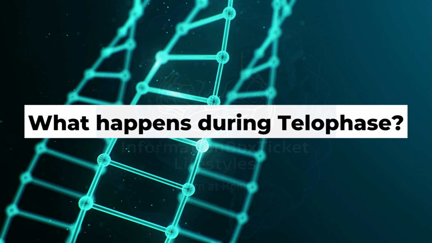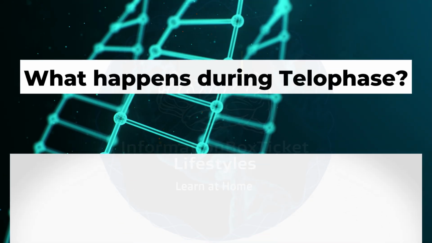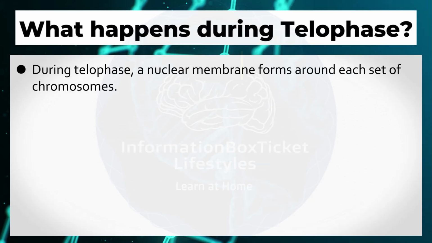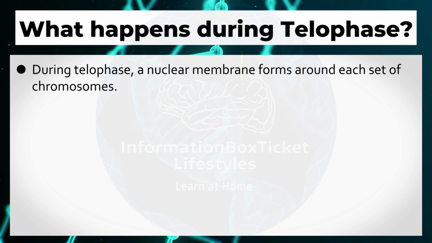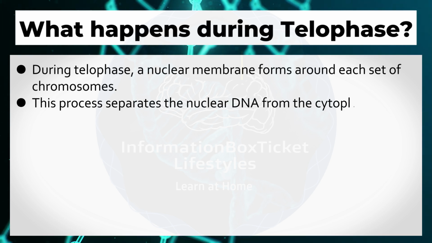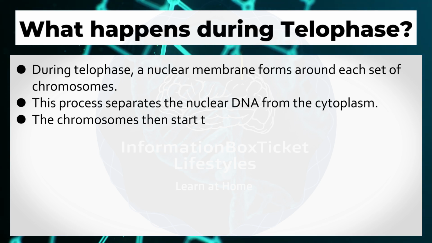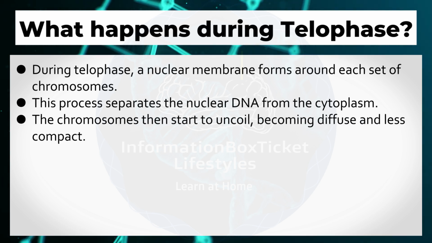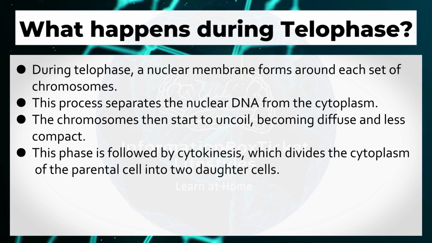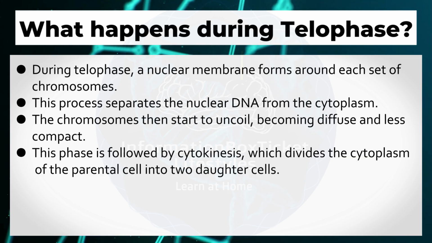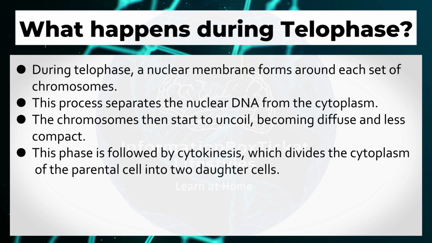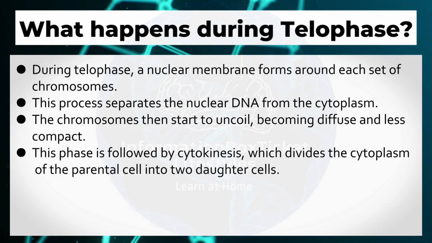What happens during telophase? During telophase, a nuclear membrane forms around each set of chromosomes. This process separates the nuclear DNA from the cytoplasm. The chromosomes then start to uncoil, becoming diffuse and less compact. This phase is followed by cytokinesis, which divides the cytoplasm of the parental cell into two daughter cells.